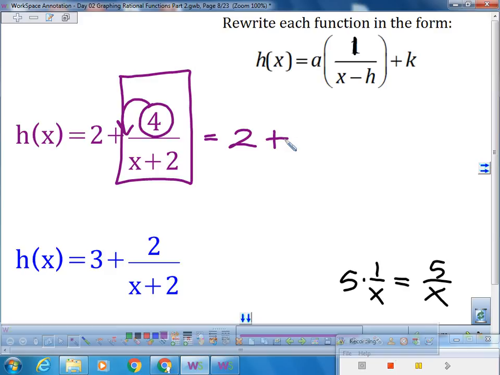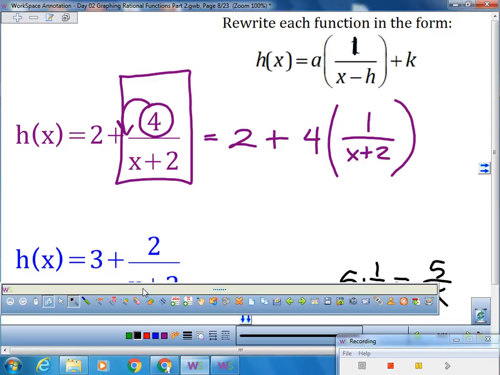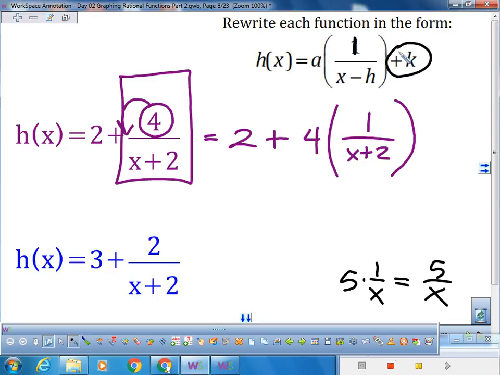You guys should not be talking at all right now. I have a 2 plus my ratio, but instead of having a 4 on top, I'm going to pull that 4 out in front, and I'm going to be left with a 1 over x plus 2. We're almost there. So normally the a is in front. I have my horizontal shift here, and my vertical shift is in the back. Here is my vertical shift, right here, but this one happens to be in front.